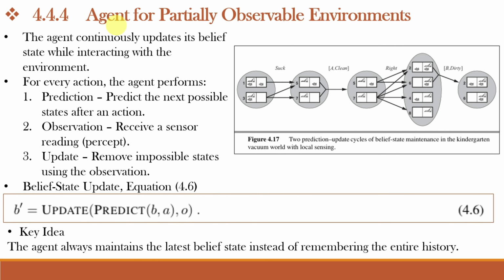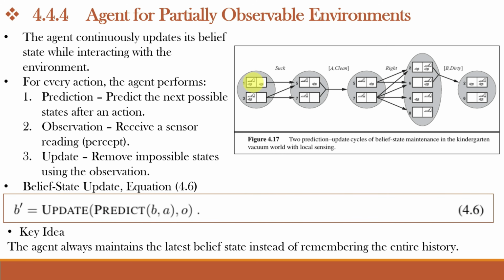Okay, now let us see how an intelligent agent actually works while interacting with the environment. The agent continuously repeats the same 3 operations: perform an action, receive an observation, and update its belief state. This figure shows 2 complete prediction-update cycles.